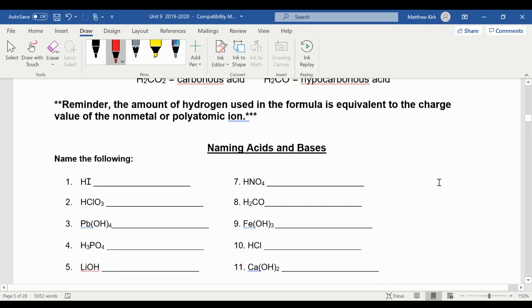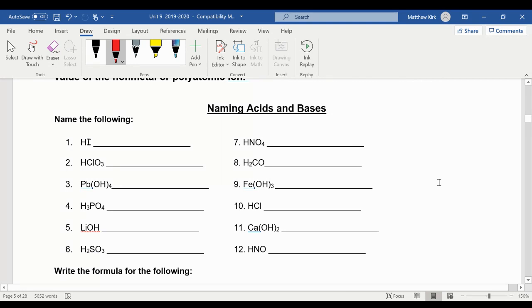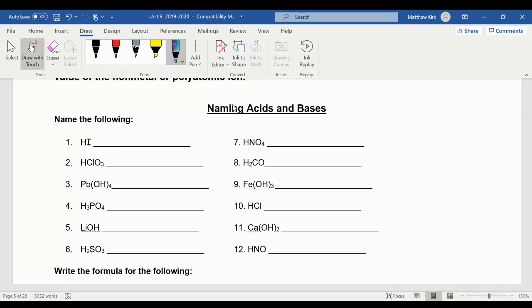And what I'm going to do is go ahead and start on the naming practice. So with naming, we'd start with HI. We recognize it's an acid because it starts with H. And then we recognize that it's a binary acid because it's just two elements. With my binary acids, they always get the prefix hydro. So I start with hydro. And then I know I change the ending of the element to be IC. So iodine would become iodic. So we would call this guy hydroiodic. And I'm going to squeeze acid in there.